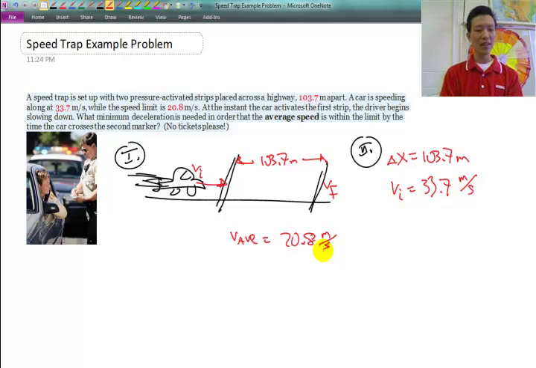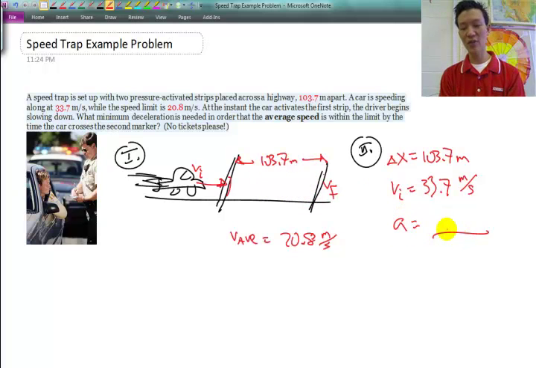So what I want to point out is the speed limit's 28.8 meters per second, and at the instant the car activates the first strip, you start to slow down. What's a fancy way to say slow down? You are accelerating. It'll be a positive or negative acceleration. This is common sense. It'll be some kind of negative acceleration. You're decelerating. You're braking. Okay?